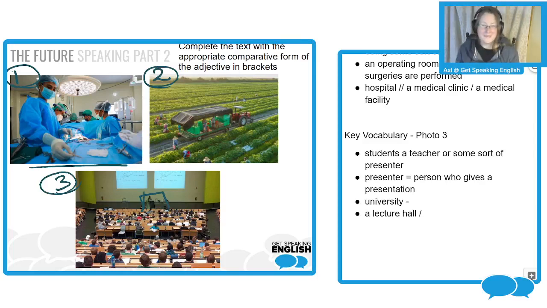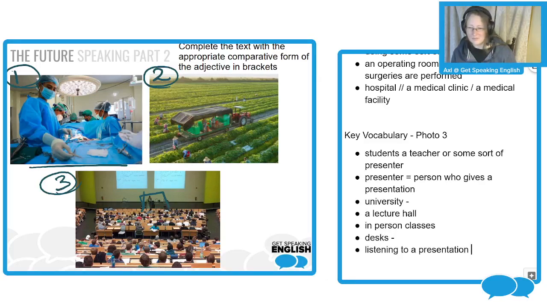And it looks like they're doing in-person classes, as opposed to, say, online or distance learning. So, yeah, they're all there. They all have their desks, and they're maybe listening to a presentation. All right, perfect. So now that we have some basic vocabulary about how to talk about these pictures, let's focus in on the two questions.